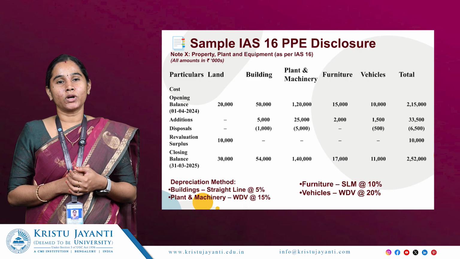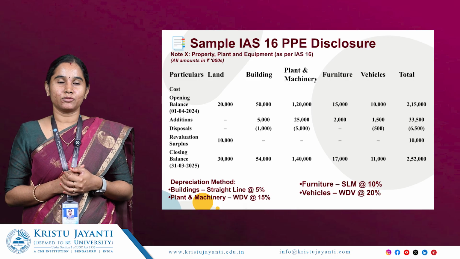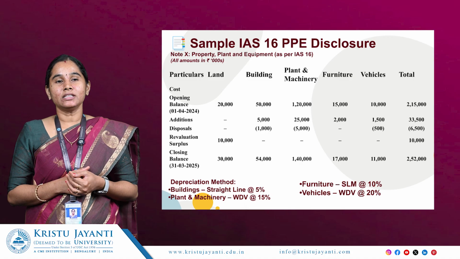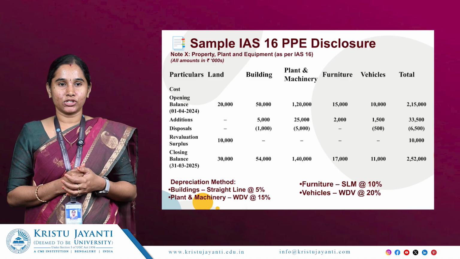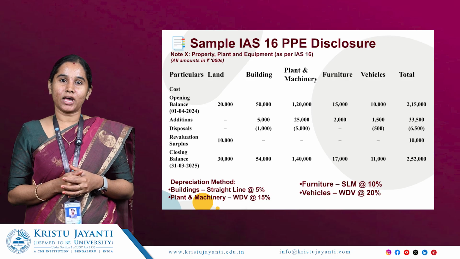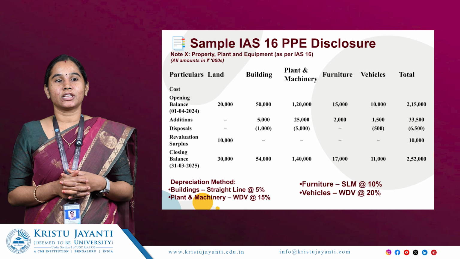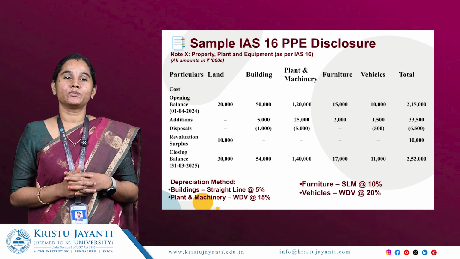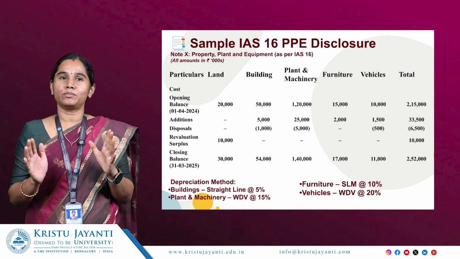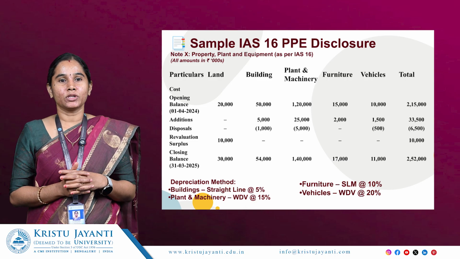Then every year they will mention the additions during the year, like purchases. Disposals means the assets, property, plant and equipment sold at market value. If any, there are revaluation surpluses. While doing a revaluation, if they have a surplus value, it is shown in their financial statement. Finally, they will come up with a closing balance of all the plants, properties and equipment which they have used in the organization, with a date.